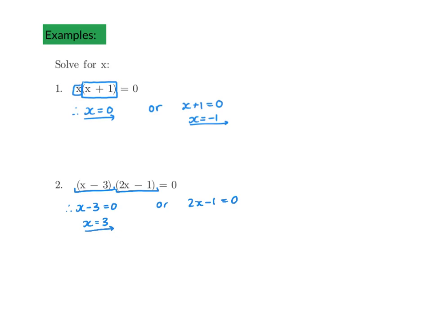Or this one will take a bit longer. 2x, I'm going to add 1 to both sides, is equal to 1. And then divide both sides by 2, and I get x is equal to 1/2. Now it's important when you write down your answer to use the word or, because you have two answers. It's one answer or the other answer. You don't use the word and, because x can't be 3 and 1/2 at the same time, but we're saying that one answer is correct or the other answer is correct.